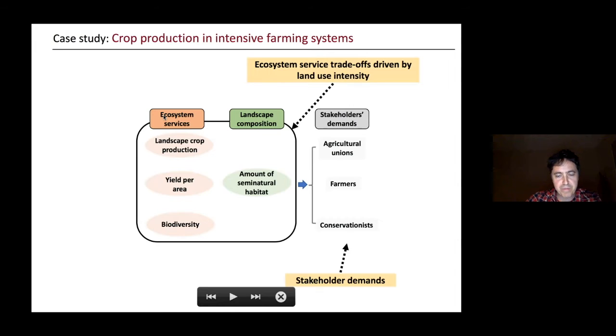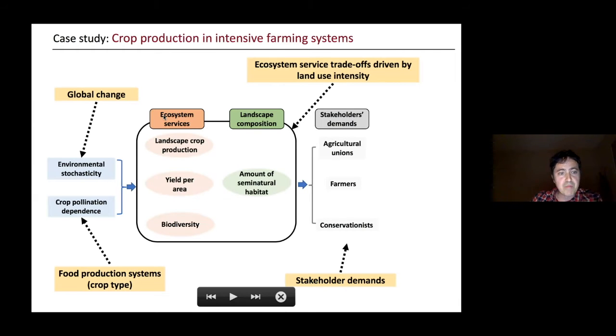So then we consider 3 stakeholder demands, which are associated with each of these ecosystem services. Agricultural unions or cooperatives are mostly interested in maximizing landscape crop production. Farmers are more interested in maximizing yield per area. And conservationists or wildlife organizations are interested in protecting at least a minimum level of biodiversity in the agricultural landscape.